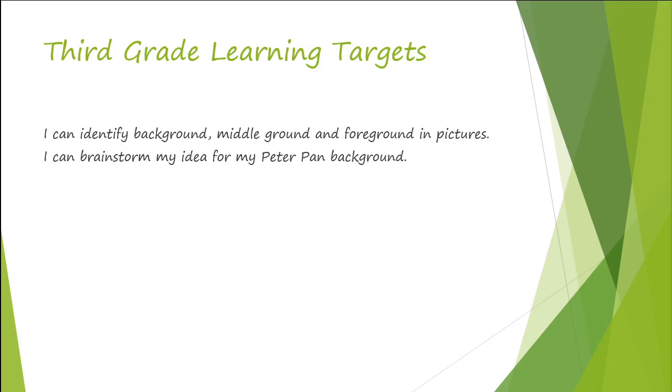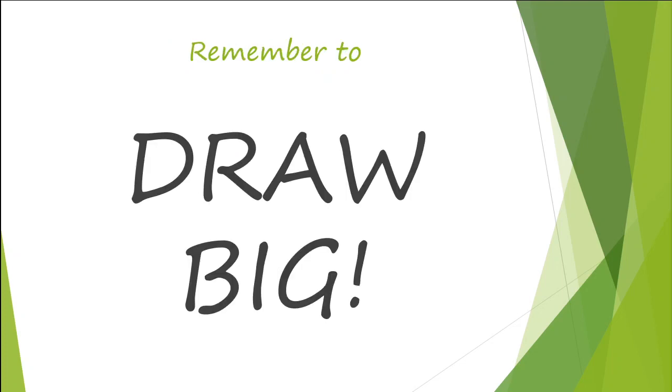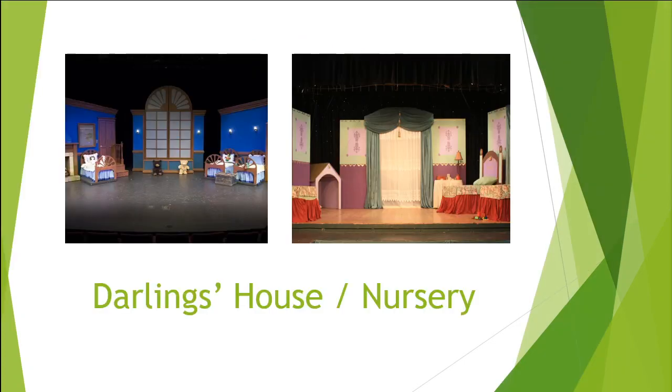Your learning targets: I can identify the background, the middle ground, and the foreground in pictures, and I can brainstorm my idea for my Peter Pan background. You're going to need paper, lined paper or printing paper is just fine, a pencil and eraser, and coloring supplies. You can use crayons, colored pencils, or markers. Remember, you're going to be filling the entire page when you work on this, so once you start, draw big.